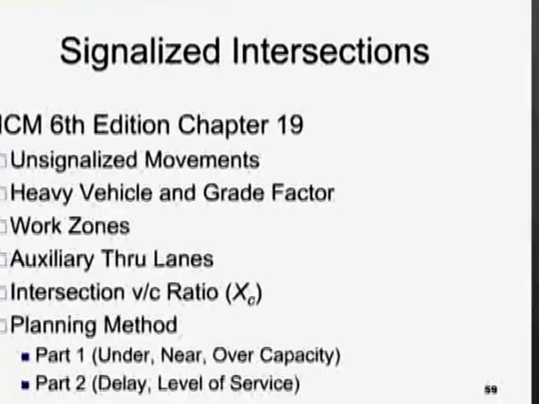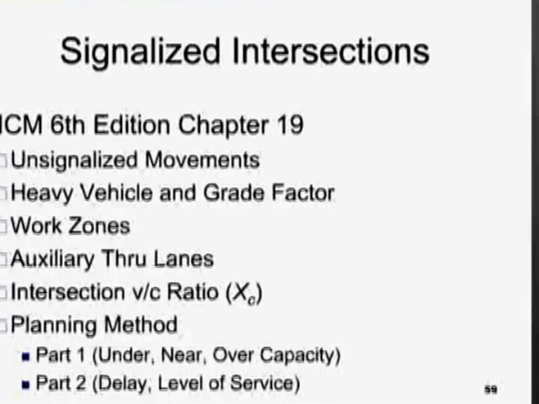Unsignalized movements. We call them free rights. A right turn movement that's not controlled by the signal, typically has a yield control at the end as it interfaces with the cross street. That has always been ignored. The manual says pretend the lane doesn't exist, pretend the right turns don't exist, and because the signal's not having to process it, it did make sense.